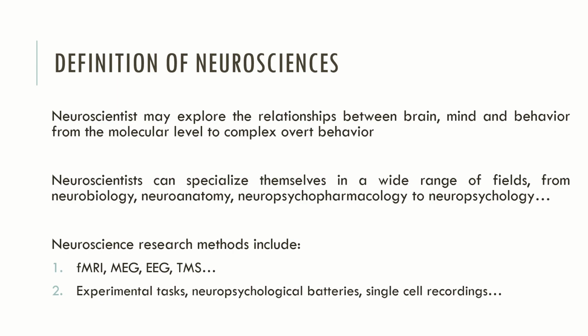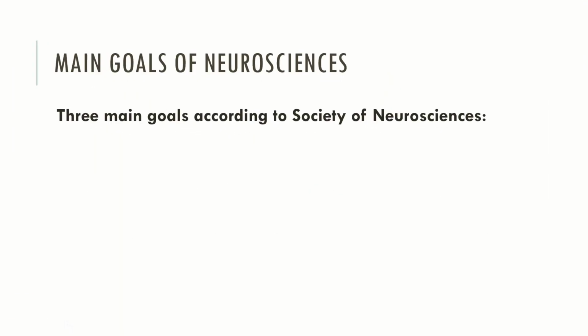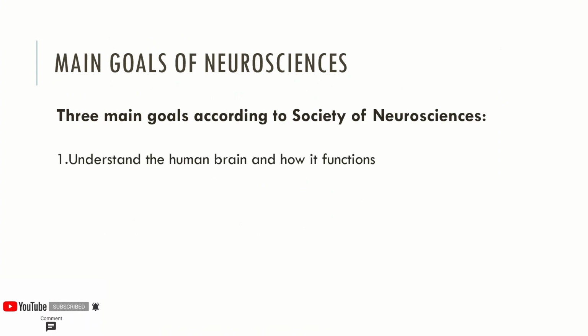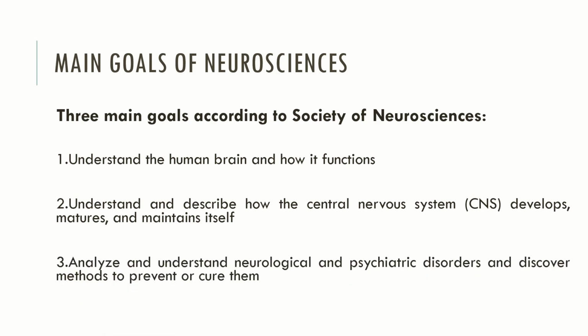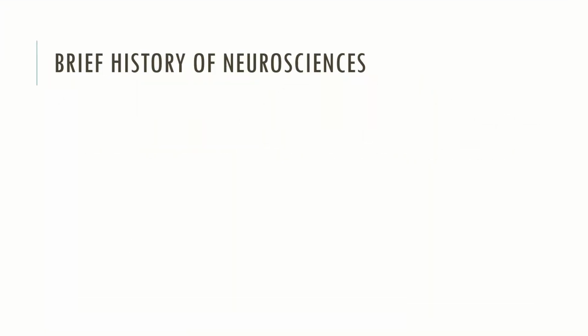So now let's look at the main goals of neurosciences according to the Society for Neuroscience. The first goal is to understand the human brain and how it functions. The second goal is to understand and describe how the central nervous system develops, matures, and maintains itself. And the third main goal is to analyze and understand neurological and psychiatric disorders and discover methods to prevent or heal them.